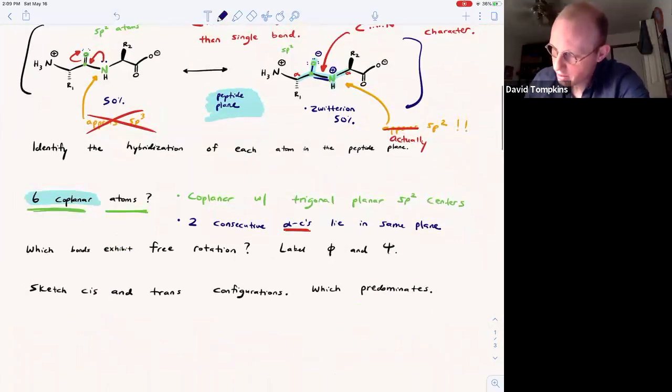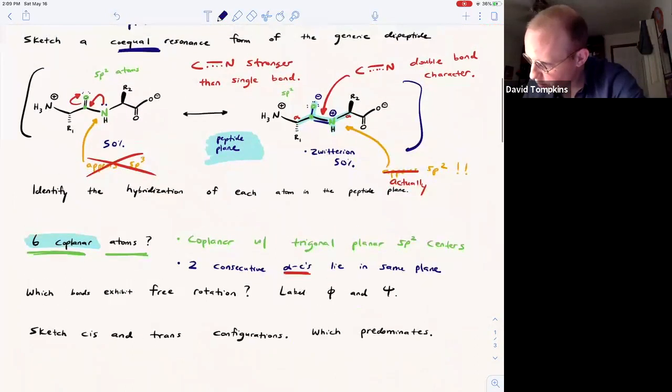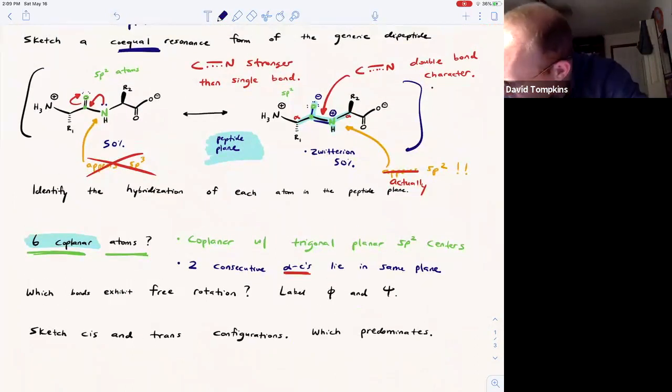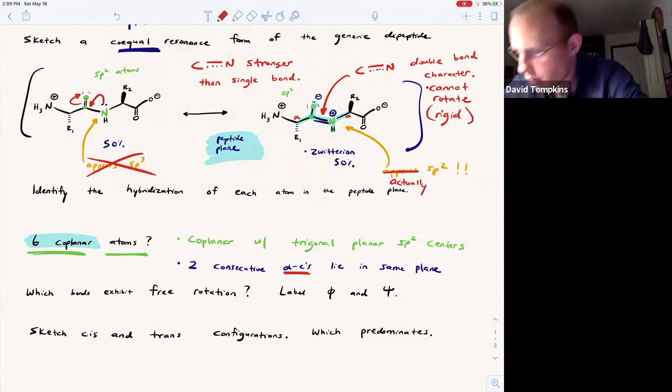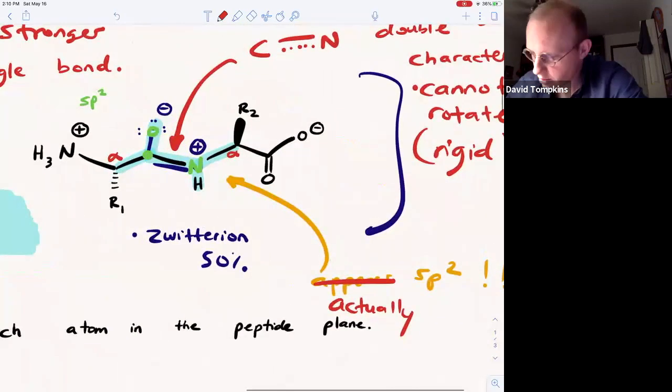Because the peptide bond has double bond character, we know that it cannot rotate. In other words, the peptide bond is rigid, as an alkene C=C double bond would be. And that's going to cause the rotation to be limited to bonds that are simply single bonds.